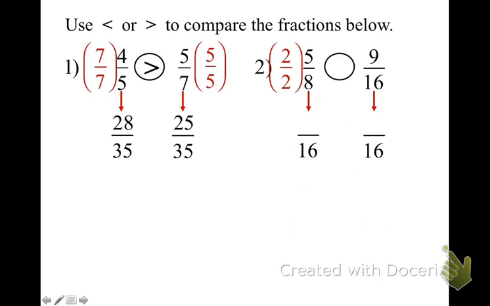For the 8, I have to times it by 2. What's 2 times 5? It gives me 10. And then how does 16 become 16? Well, we multiply it by 1, so we end up with a 9. Now we can compare it. So is 10 less than 9 or greater than 9? Well, we know 10 is bigger, so it should be greater than. So I know that 5/8 is greater than 9/16.